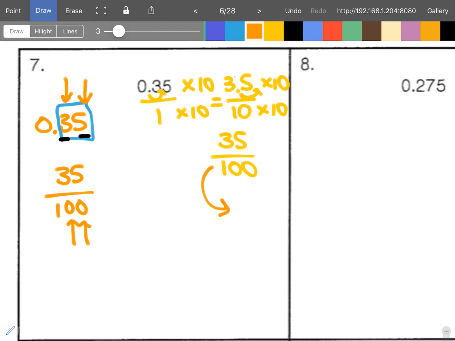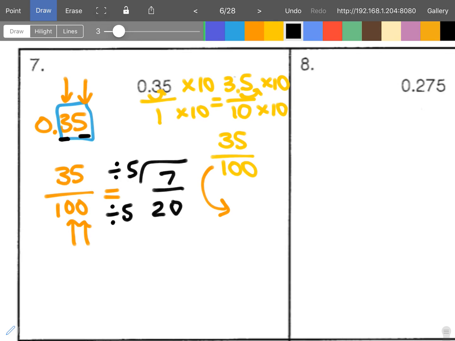Okay, and then you need to simplify it. So we need to think about what can go into 35 and what can go into 100. If you say 5, that's correct. So we're going to divide them both by 5. And that's going to give us 7 over 20. And there we go. 0.35 is 7/20.